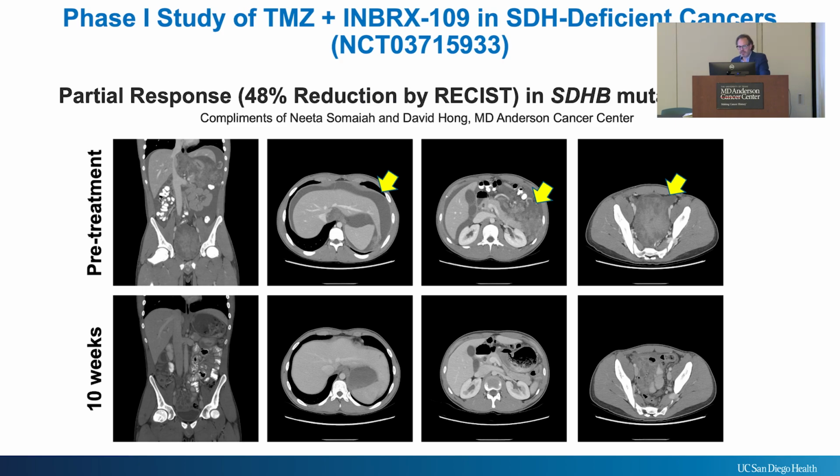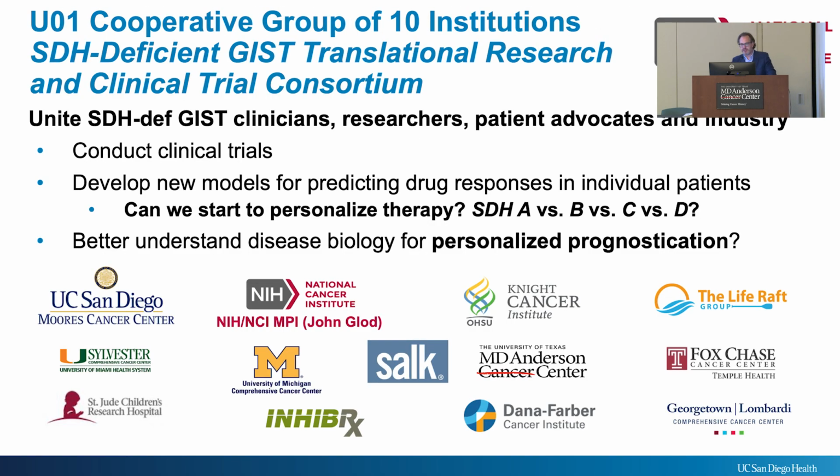That therefore led us to get funded, through the National Cancer Institute, for a consortium of 10 institutions: an SDH-deficient GIST translational research and clinical trials consortium that joins everything from clinicians to researchers to patient advocates to industry partners to conduct clinical trials. The first trial we're now working on, moving to the next step, is the phase 2 trial of temozolomide plus Inhibrx 109 in patients with SDH mutant GIST.